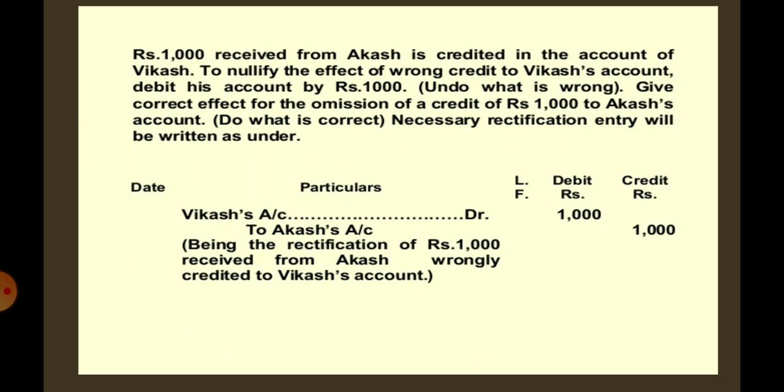So, the necessary rectification entry is Vikas account debit to Akash account. So, 1000 received from Akash. So, Akash must be debited or credited? You have to decide. Akash should be credited because Akash had paid the money, and Vikas, who was wrongly credited in the accounts, must be debited with the same amount.